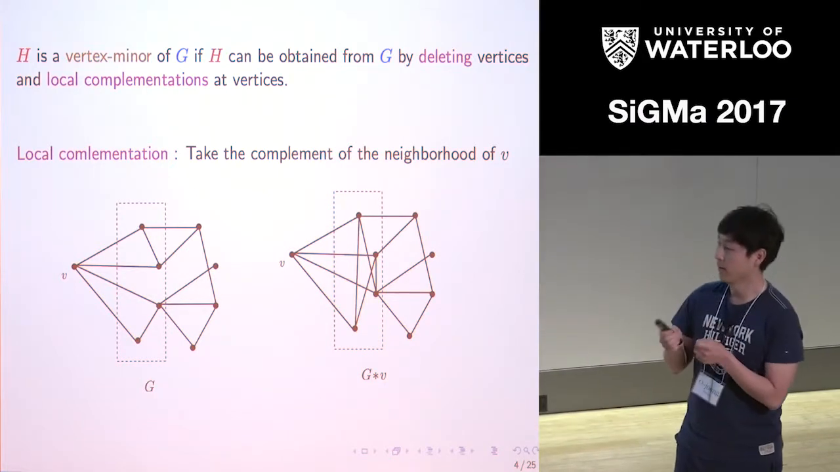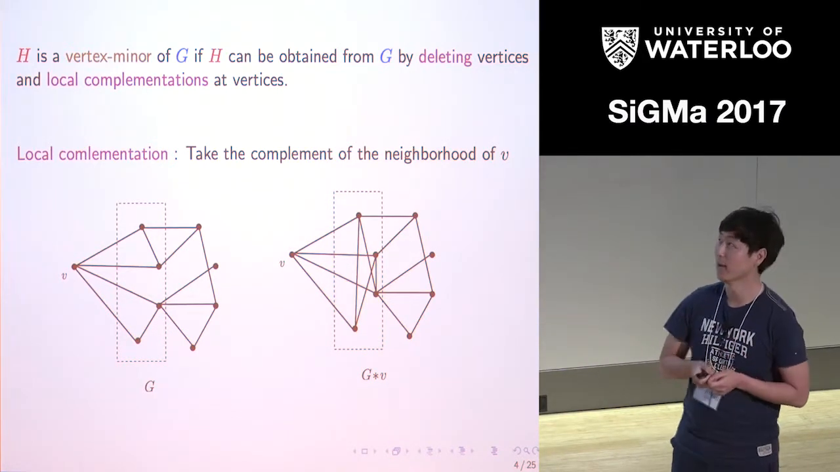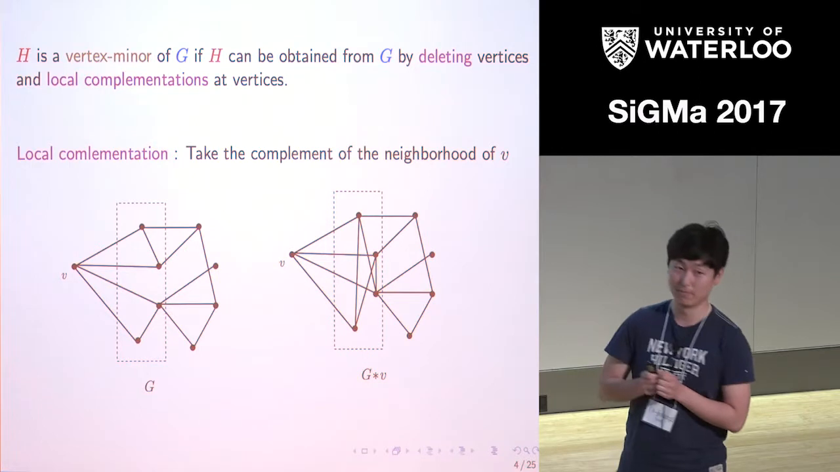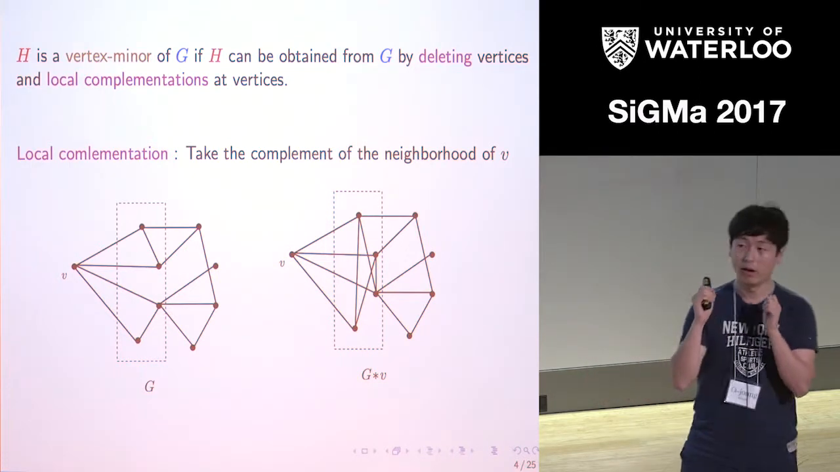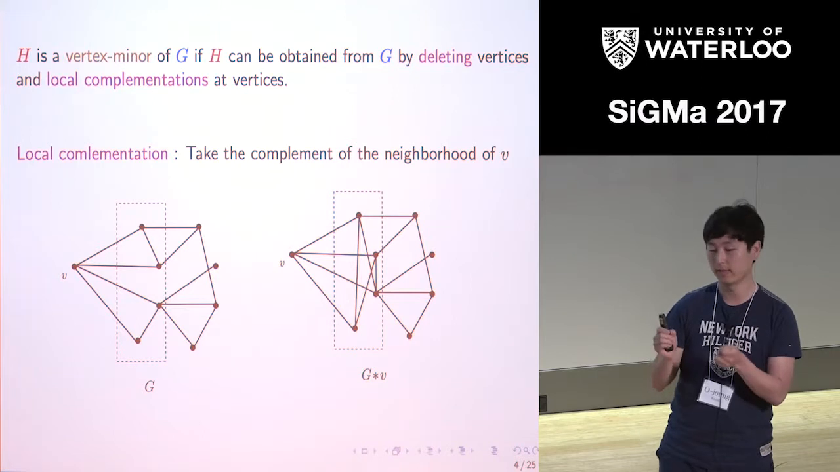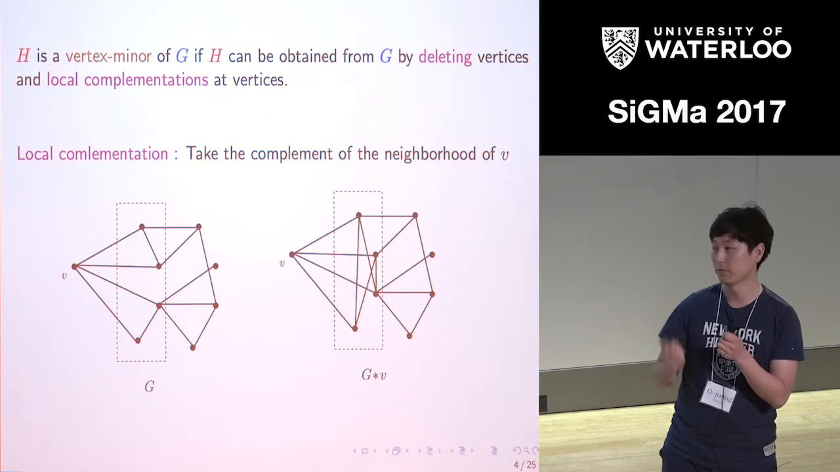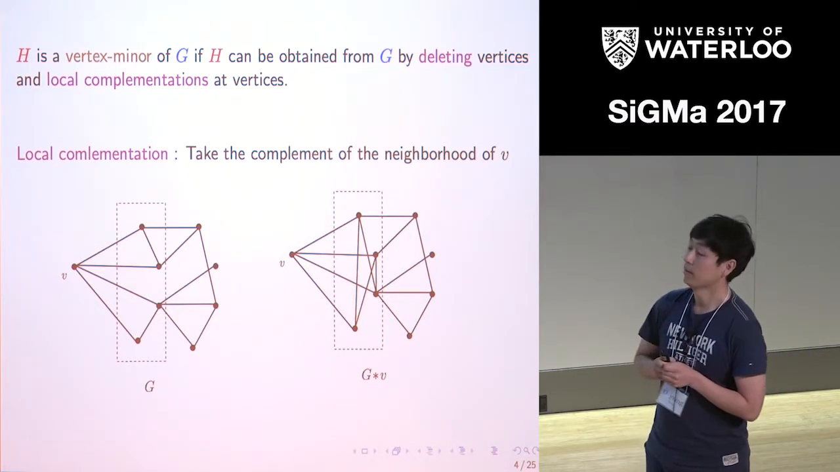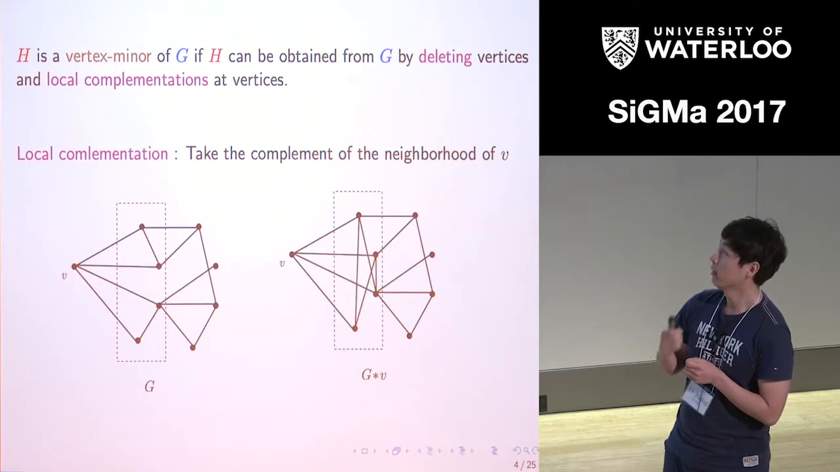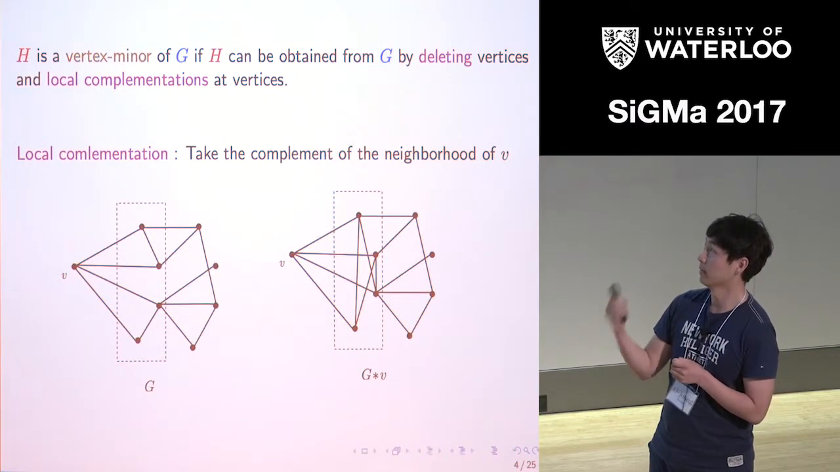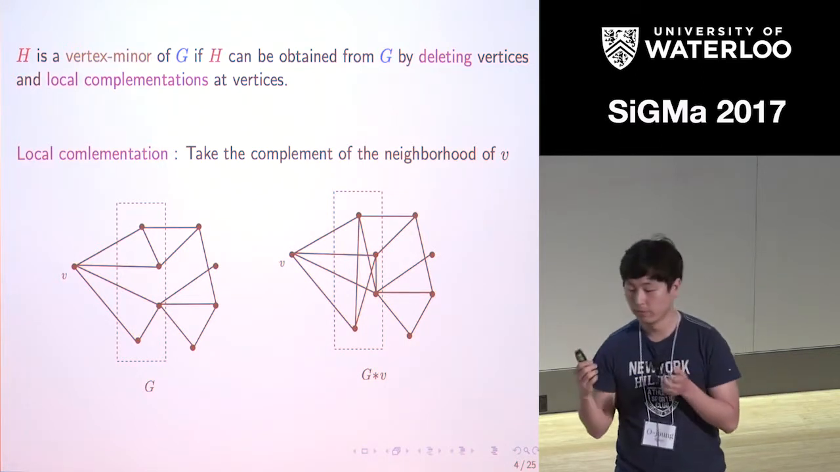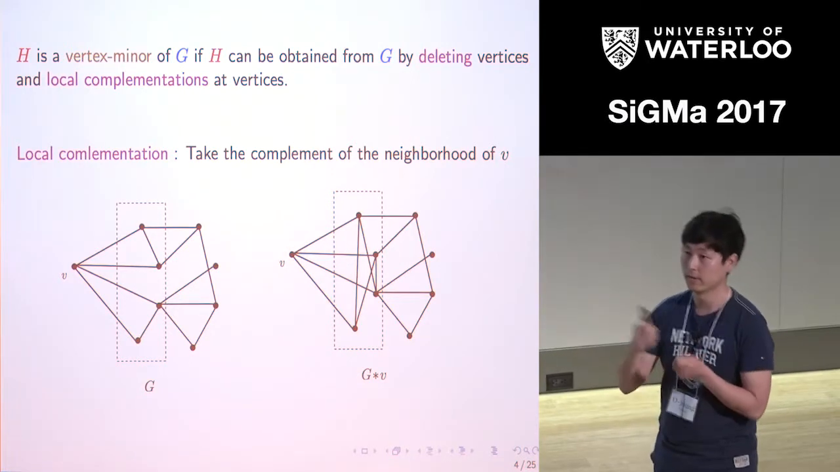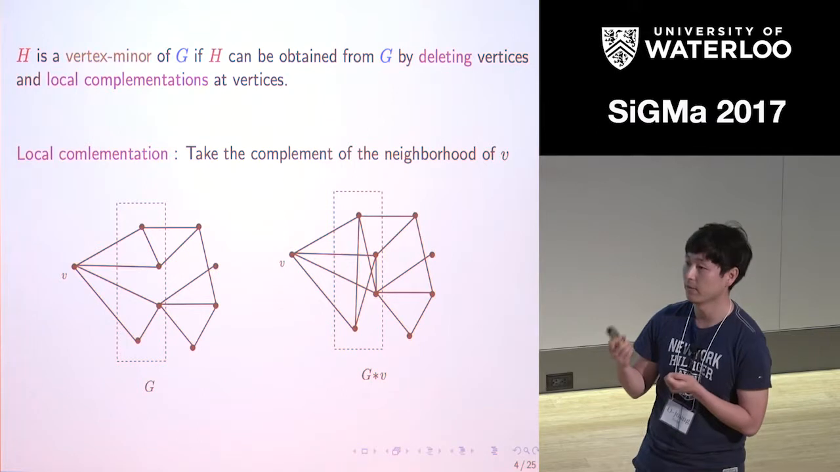Here we have a graph containment relation called the vertex-minor. To take a vertex-minor, you have one interesting operation called local complementation. When applying local complementation, you fix a vertex, then you look at the neighborhood of this vertex, and then you take the complement of this neighborhood. Then we say that this is an application of local complementation at the vertex v. And for two graphs H and G, we say that H is a vertex-minor of G if H can be obtained from G by a sequence of applying local complementation and vertex deletions.